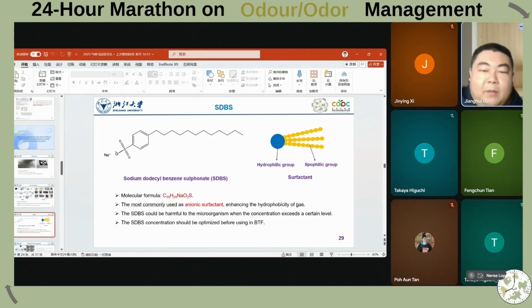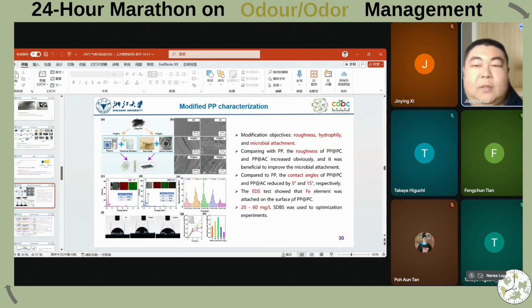And we use the SBS as the surfactant to enhance the absorption of DMS and DMDS. The modification by the objective includes roughness, hydrophily, and microbial attachment. It shows that compared to the PP, the initial packing, the contact angles of PP@PC and PP@AC reduced by 5 and 15 degrees.